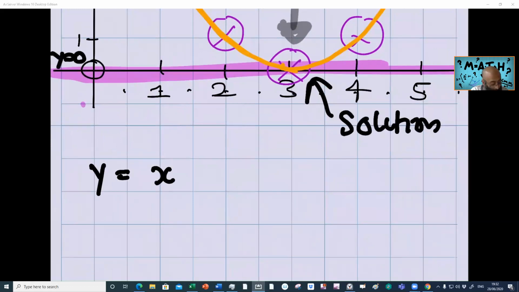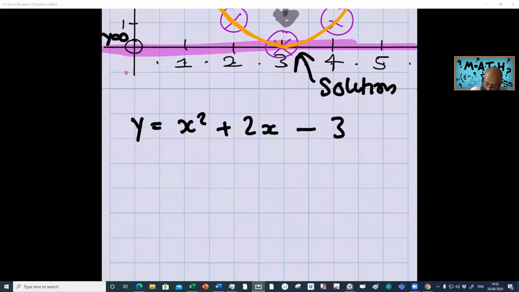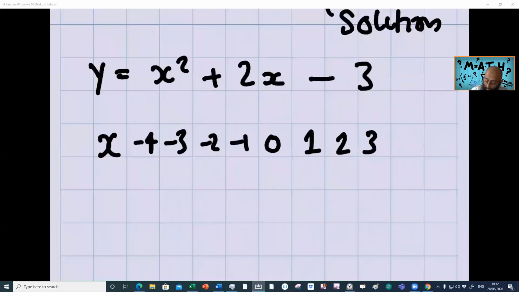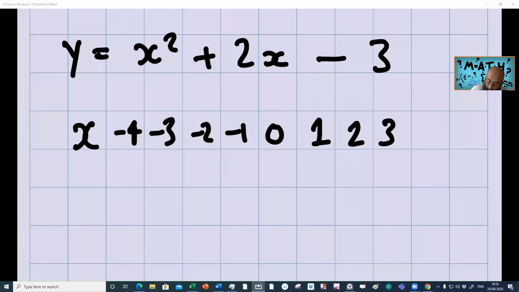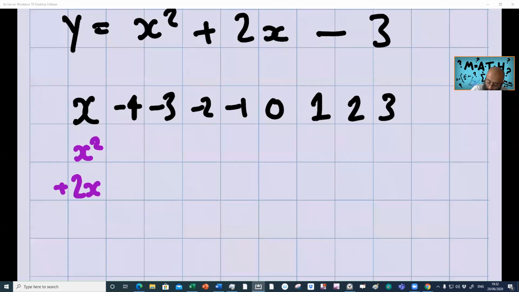So y equals x squared plus 2x minus 3. So here's my x values. I need to go from -4 to 3: -4, -3, -2, -1, 0, 1, 2, 3. Okay. Now that's where the x's are. So the next thing we've got to work out is x squared. Tick. 2x. Tick. -3. -3 is a constant. It'll be there all the time, so you can copy all the way across.